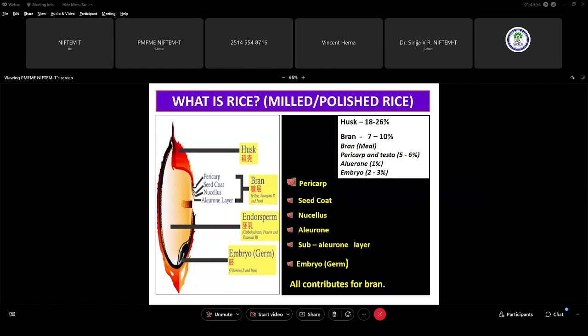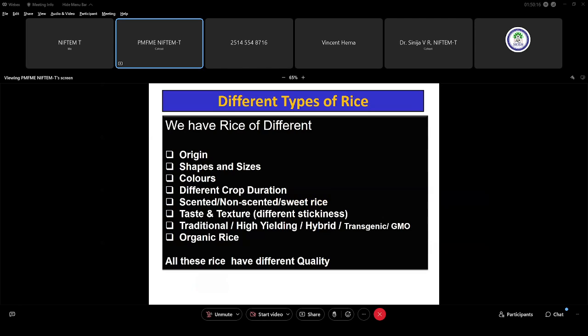First, let us see what is rice. We all know rice has the husk cover, the outermost cover, which occupies 18 to 26%, and inside it is the brown rice, which has the bran layer of 7 to 10%, and the inner portion is the pericarp, which we obtain as milled rice after milling.